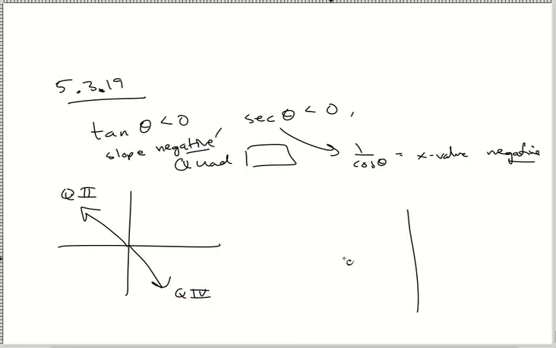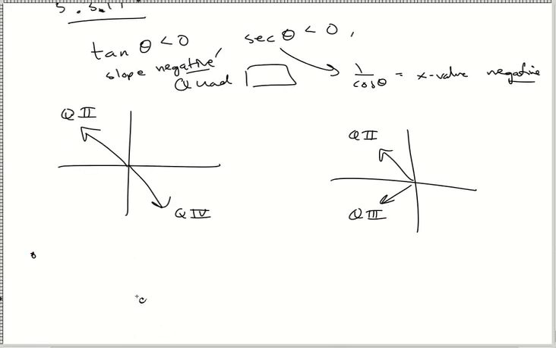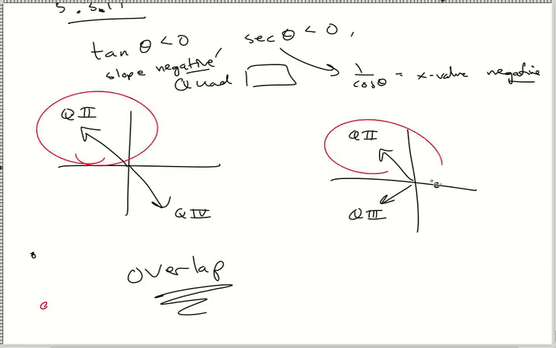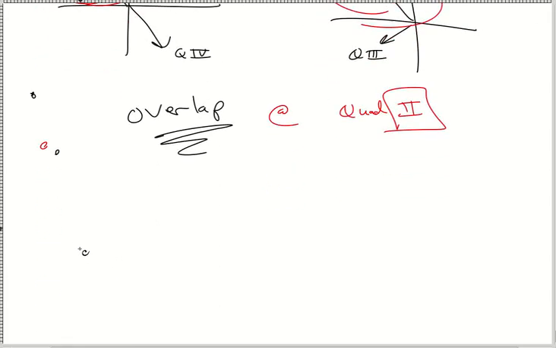Okay, what about your x value? Where's your x value negative? Well, it's over here, quadrant 2 and quadrant 3. These are negative x values. Where do they overlap? That's the key trick here. They overlap in quadrant 2. Quadrant 2, and that's your answer. It's actually really simple. Let's do another one.